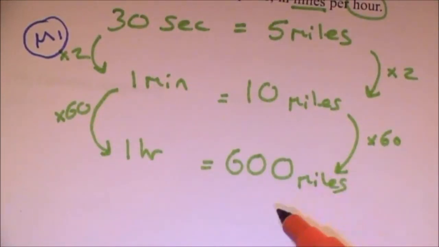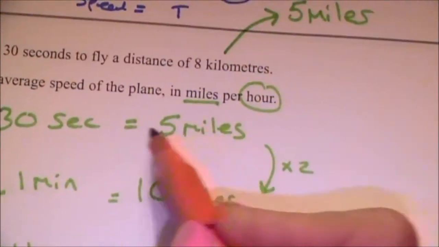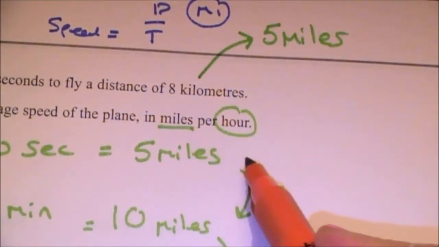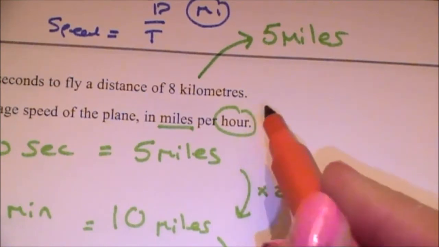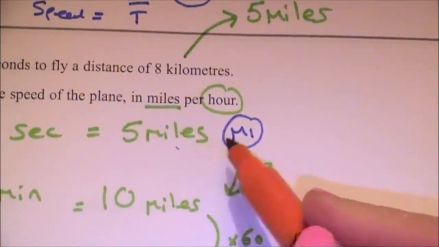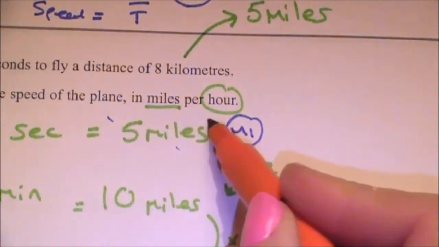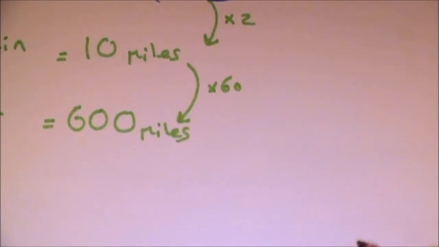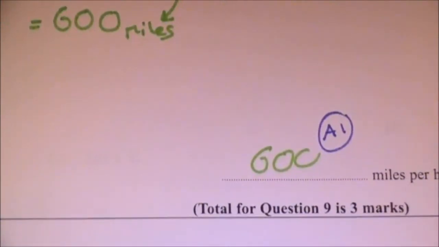My second mark is then for showing that I understand the fact that 5 miles is the same as 8 kilometres. So I actually got a method mark for catching sight of any of that, really, for seeing 5 miles. And then my final mark is my correct answer, which gives me the 3 marks.